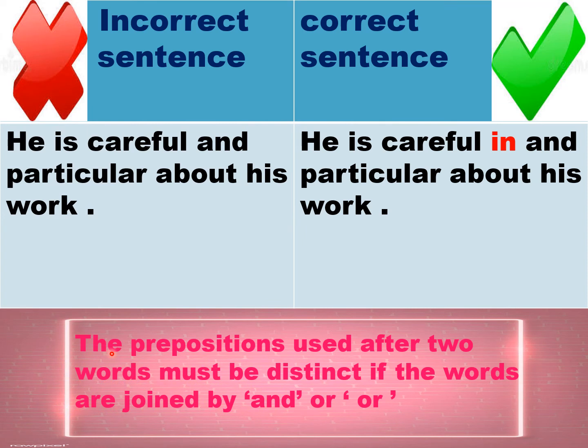Moving on to the next rule, the prepositions used after two words must be distinct if the words are joined by and or or. He is careful and particular about his work. Here we have two words, careful and particular, and these two words were joined by and. So these two words must be followed by two prepositions. Already we have about as preposition for particular, and we must use one more preposition for careful.